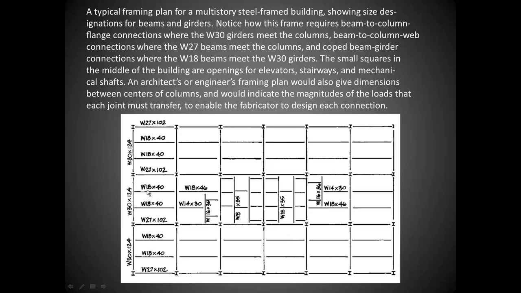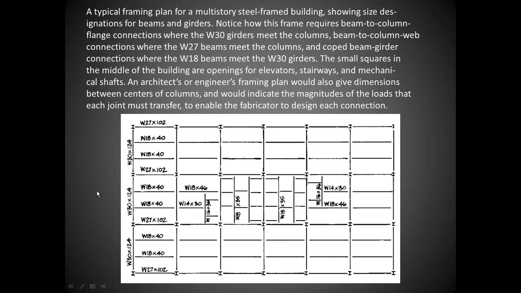So this basic construction would indicate what size beams. There would be detail sheets then to show how these connections are to be made, whether they're welded, bolted, riveted, however it is. Those would all show up on the detail sheets. But this gives us a good idea of what our framing plan is going to look like.